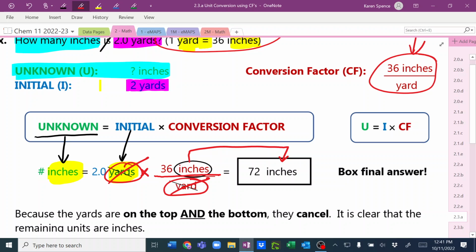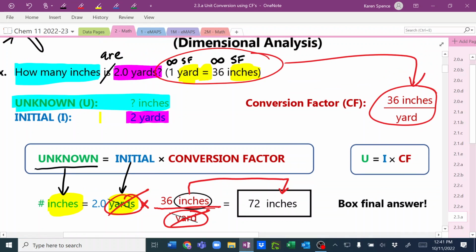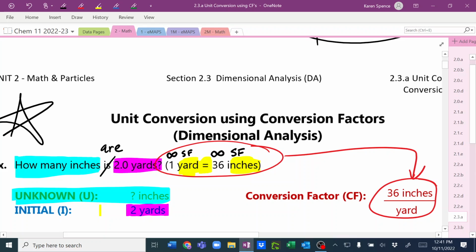Okay? Just so you know, this conversion factor method is also called dimensional analysis. Not that that's really important, but if you go to university and they're talking about dimensional analysis, you're like, what is this big long word they're talking about? It's just unit conversion using conversion factors. Okay? So I've put it in brackets in several places so that you've heard the term before.